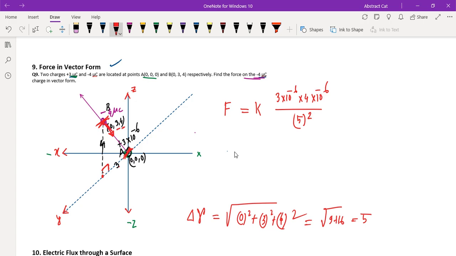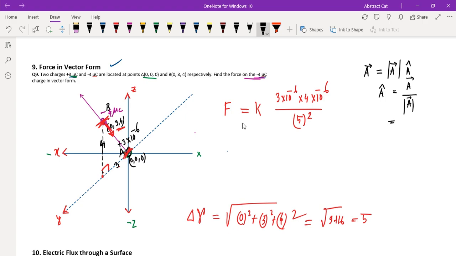Now the very important thing is the magnitude and the direction. See the diagram very carefully for the direction. So how to define the direction? That is a vector. A unit vector is defined as the direction. Now define the unit vector: you get the vector over the magnitude of the vector.